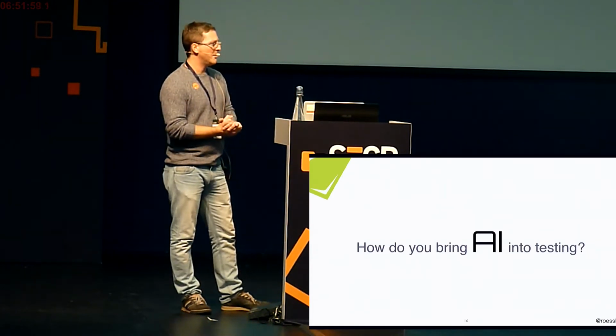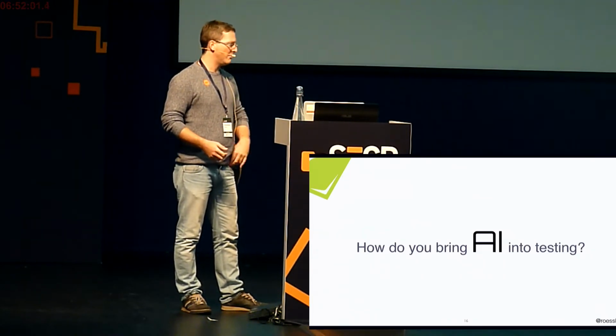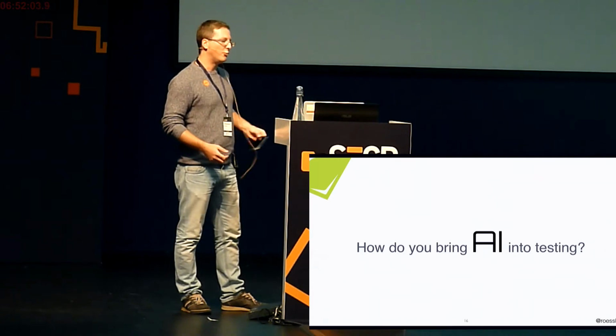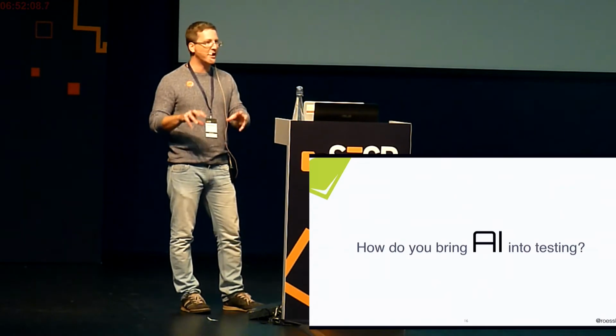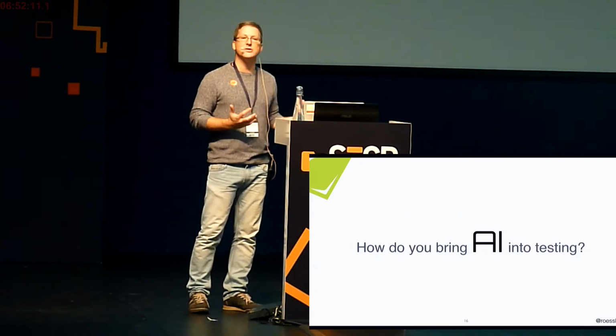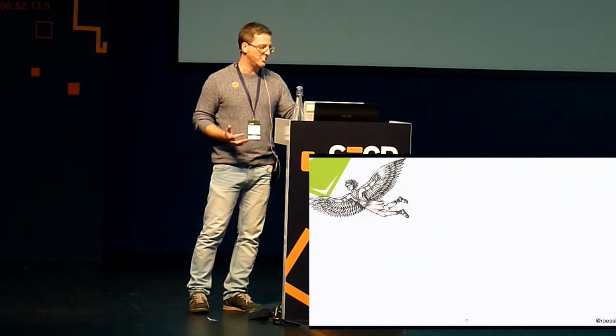Okay, so I said the Oracle problem is keeping us from actually using AI for testing itself, like directly using it to test software, to find the bugs. But maybe we can do something else. Maybe there's another possibility here.